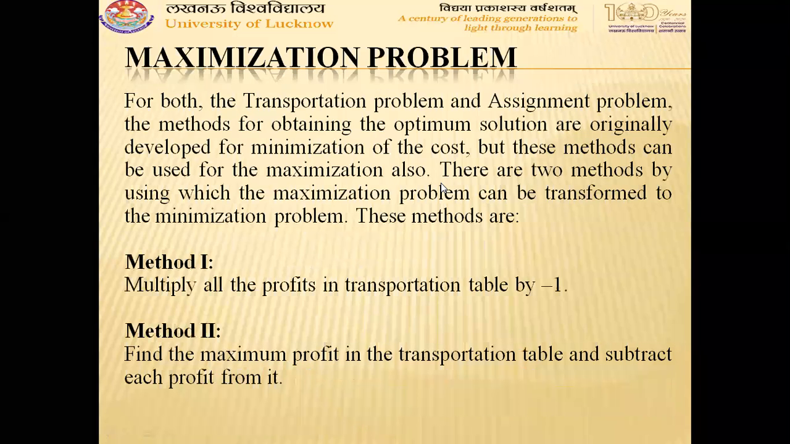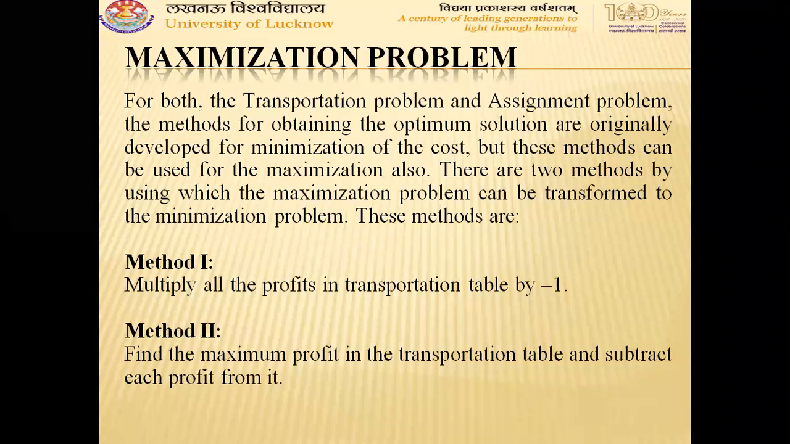Now I am going to discuss some special cases where these methods need some modification before applying them. The first type of such special case is the maximization problem. Second, which will be discussed, is the prohibited or restricted route problem, and third is alternative optima.